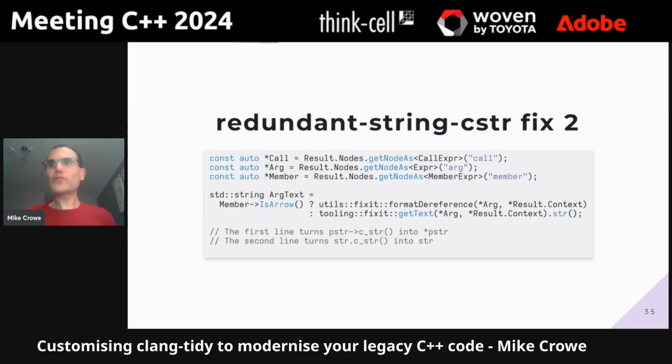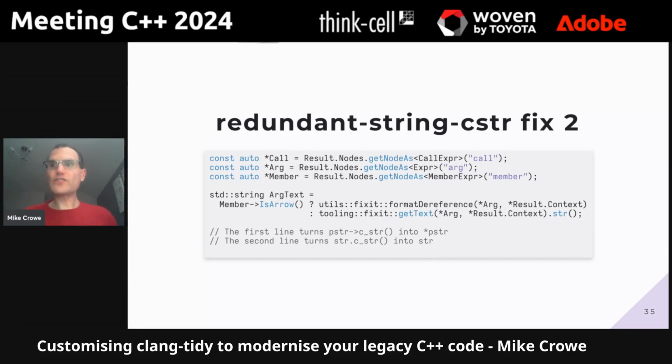We need to determine whether the call to cstr used the arrow operator. If it did, then we're going to need to dereference the expression that the method was called on. So, for example, if we've got a pointer to a string and we're calling cstr using the arrow operator, then we need to make sure we turn that into a dereference of the pointer to the string. Whereas if it uses the dot operator, we can just turn that into the identifier for the string. So this might require adding parentheses in addition to adding the dereference operator.